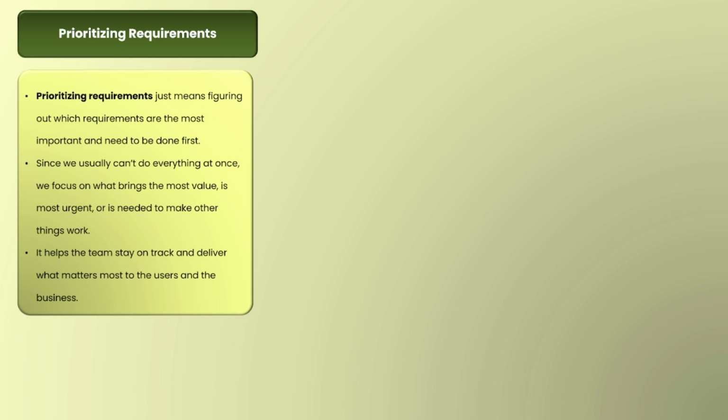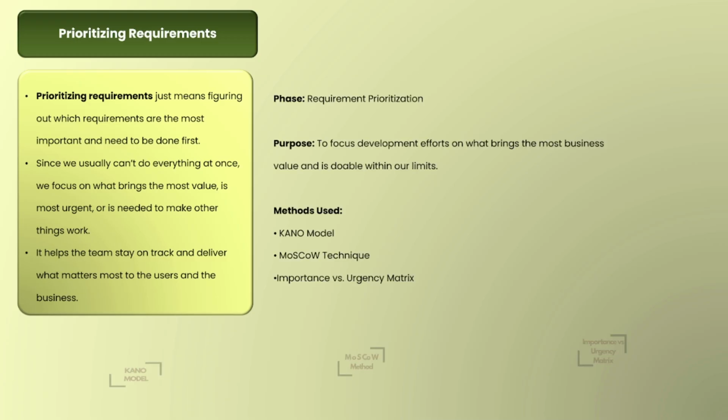So now the last point is that it helps the team stay on track and deliver what matters most to the users and business. Well, this is again quite self-explanatory. When priorities are clear, teams don't waste time on low value features. They stay focused on delivering the most important function first, which keeps stakeholders satisfied and the project moving in the right direction. So this is quite important. That's why requirement prioritization is one of the most important concepts in business analysis.